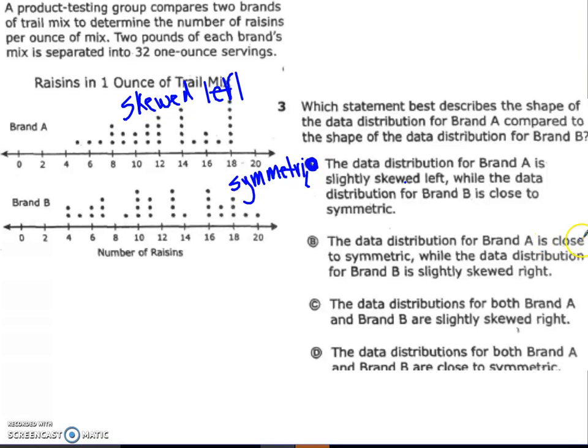B. The data distribution for brand A is close to symmetric. No, not symmetric. C. The data distribution for brand A and brand B are skewed right. No, we said skewed left. D. The data distribution for brand A and brand B are symmetric. No, brand A is not symmetric.